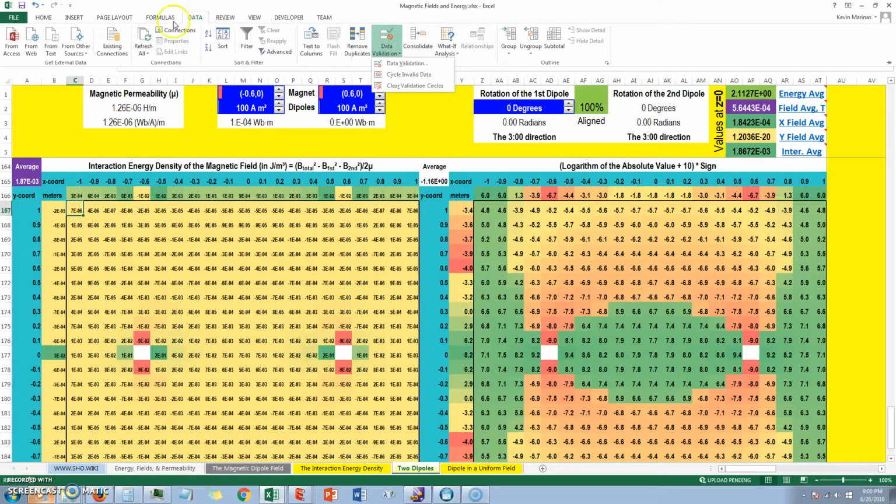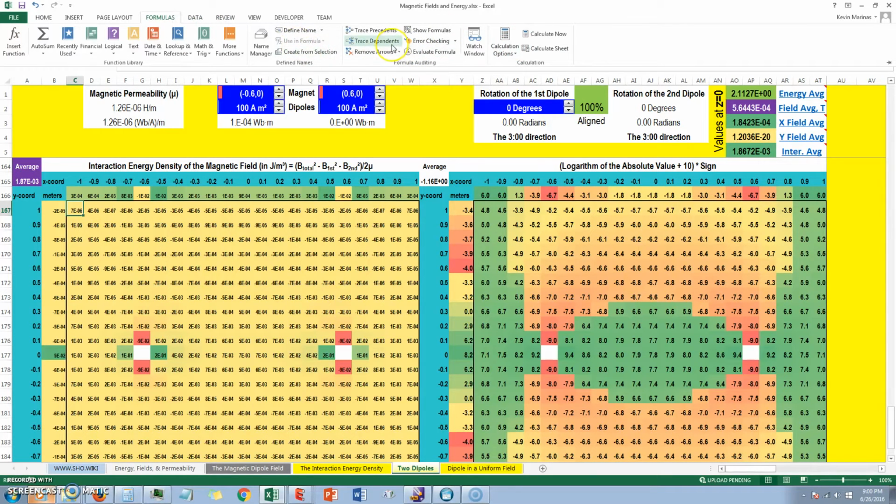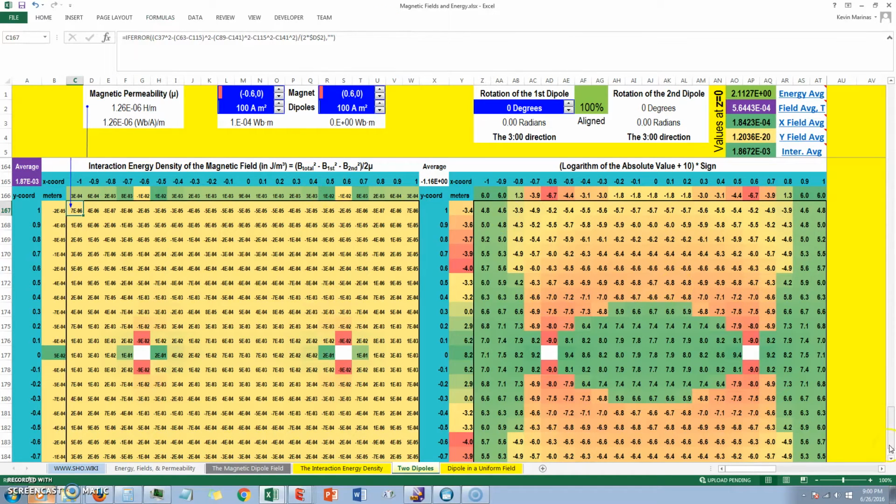Okay. Now going back down to here, and it might just help to highlight this. There's a way to do this, formulas. So trace dependence, or precedence. Okay, there we go. All right.